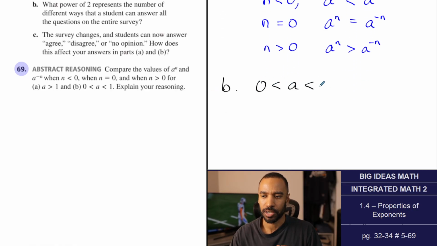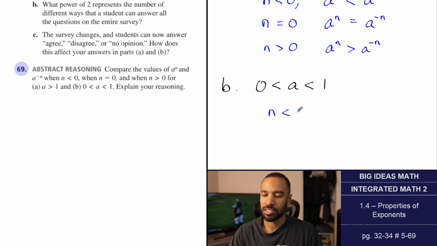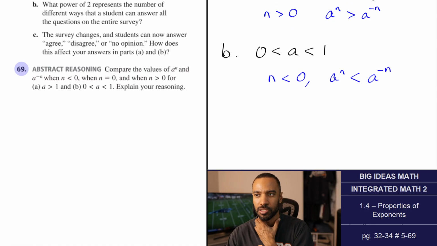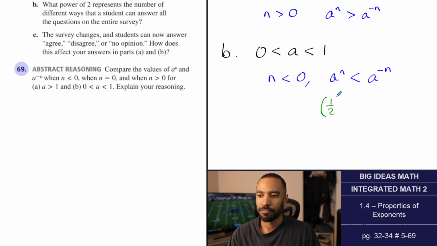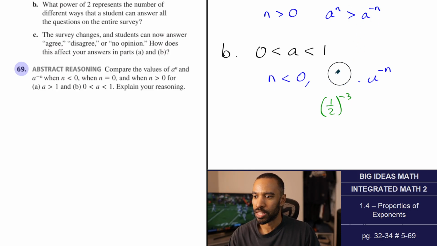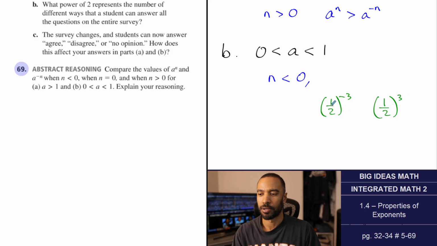Part B asks for a to be a value between 0 and 1. So think of a fraction, like 1/2. When n is less than 0, we have a to the n versus a to the negative n. Consider this for a moment because it might be hard to hear these in your head. Remember, n is a negative number now. I'm sorry, I shouldn't have written this yet. Consider 1/2 to the negative third power and 1/2 to the positive third power.